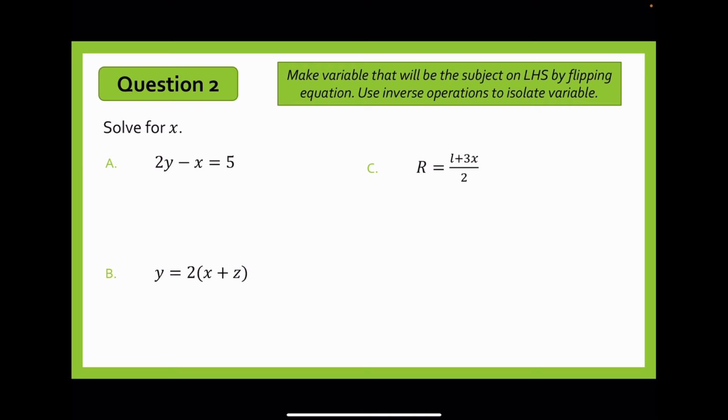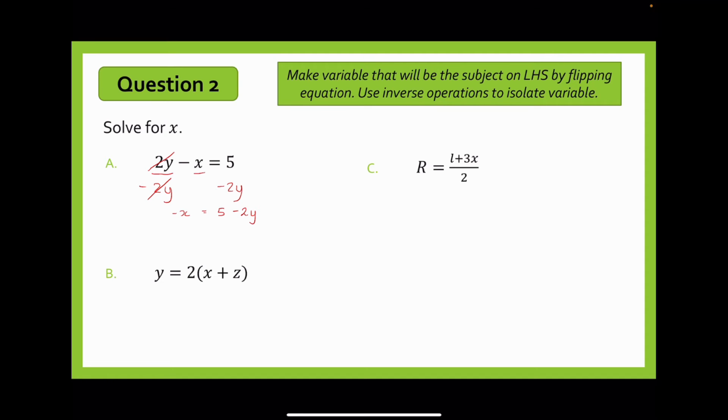So you're trying to solve for x. Notice that x is already on the left-hand side, so I don't need to do any flipping. So we're going to now use inverse operations to solve for x. What I'll do first is, because I can see there's a 2y, let's get rid of that first. The opposite of positive 2y is subtracting 2y on both sides. So that's what I've done over here. 2y minus 2y is 0, so that cancels out. So what you're left with now is negative x is equal to 5 minus 2y.